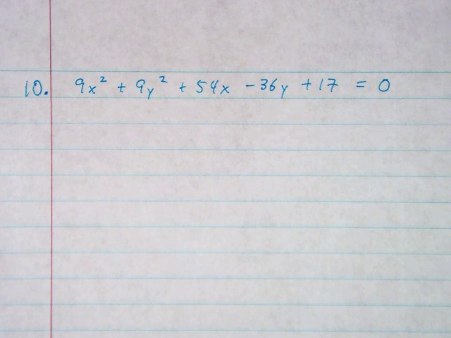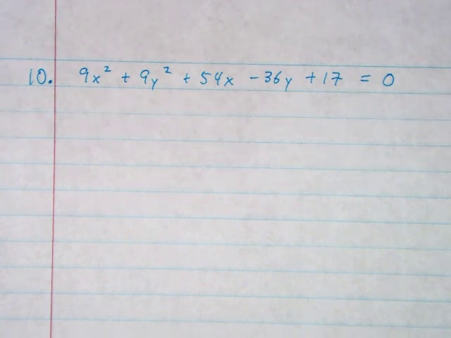Okay, this is number 10 in section 4.5 of Algebra and Trigonometry, Larson-Hostetler, 6th edition. So this is a slight variant on number 8 here. All we're doing again is we're going to rewrite the equation into standard form for a circle.